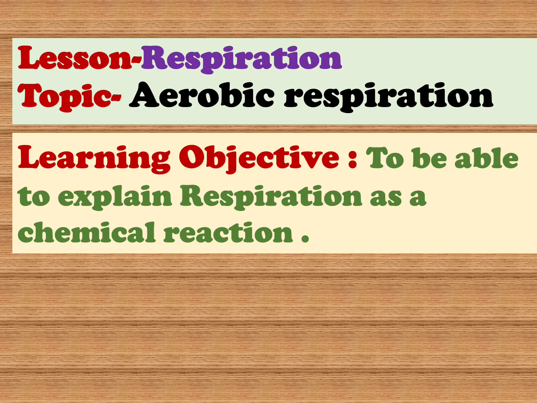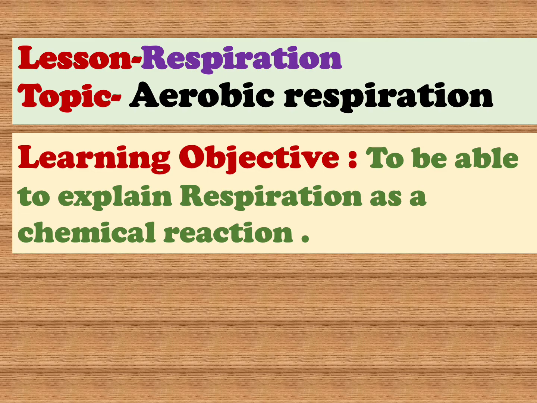The learning objective for today is to be able to explain respiration as a chemical reaction. Okay, you all know how to identify what is a chemical reaction. A chemical reaction is something where some changes are happening, changes in smell, changes in volume, changes in size. All these things reflect that some chemical reaction has happened. Changes in the identity of a chemical compound, changes in the color of a chemical compound, changes in the state of a chemical compound. For example, if it was solid, after the reaction if it turns to liquid or gas, that means a chemical reaction has happened. Okay, so respiration is a chemical reaction.